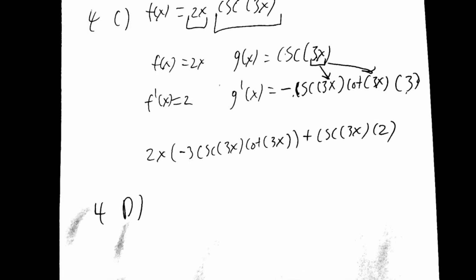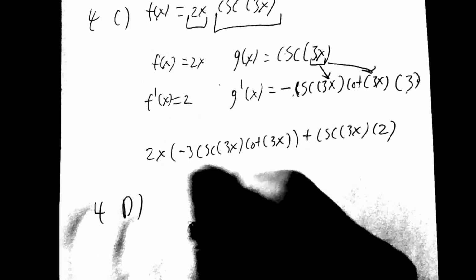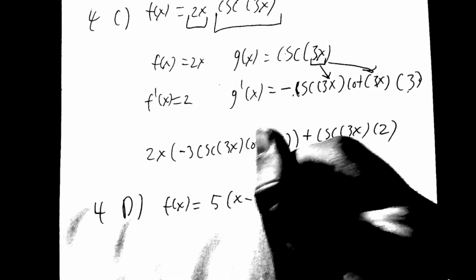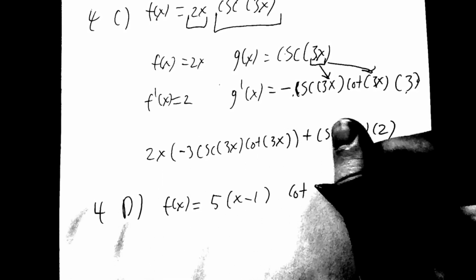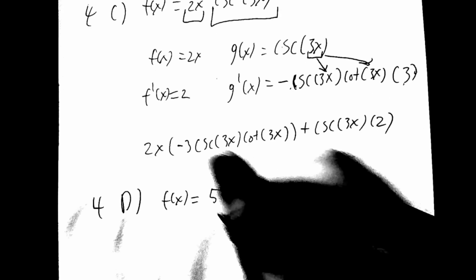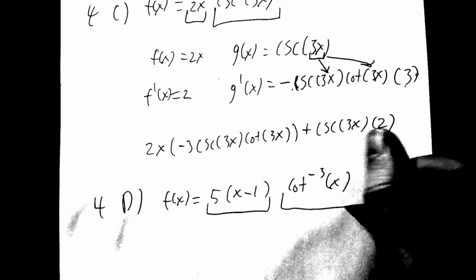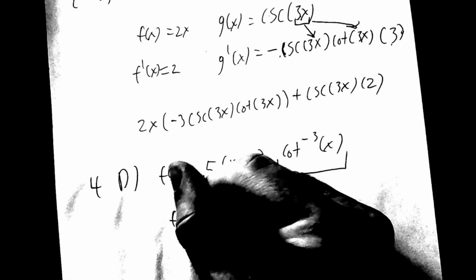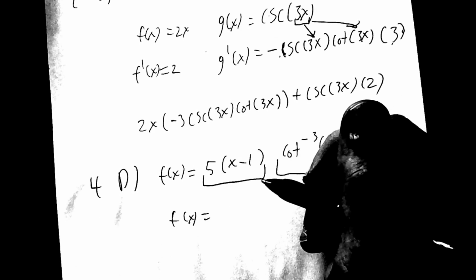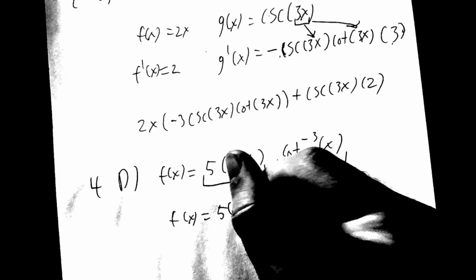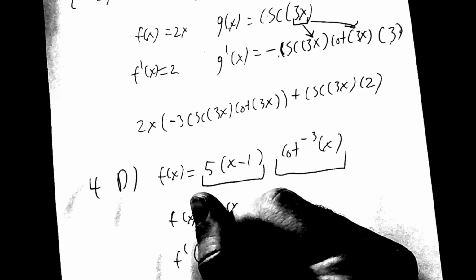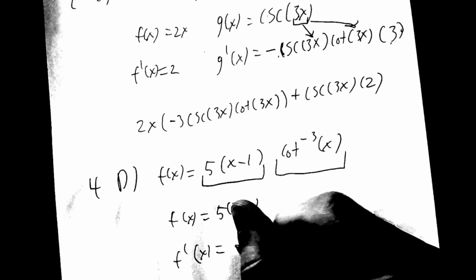Okay. For D, we got f of x equals (5x minus 1) cotangent of x to the negative third power. So again, another product rule. Notice that this is a function right here. This is a function right here. Same thing. F of x equals 5x minus 1, derivative equals, this is just 5.